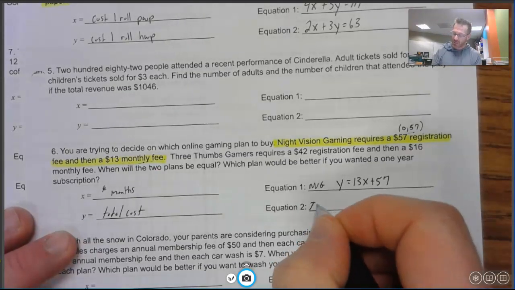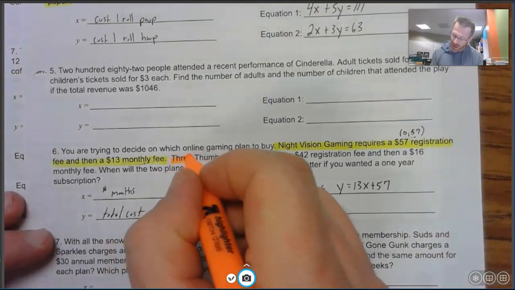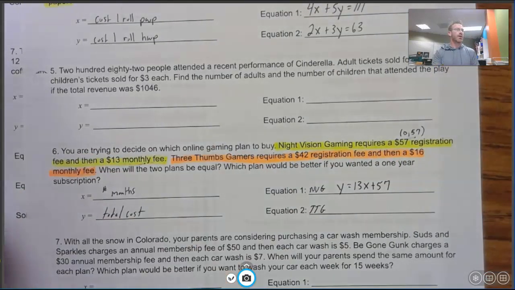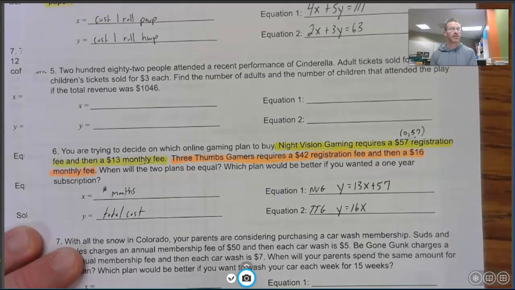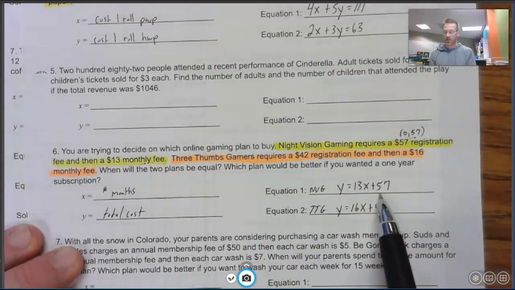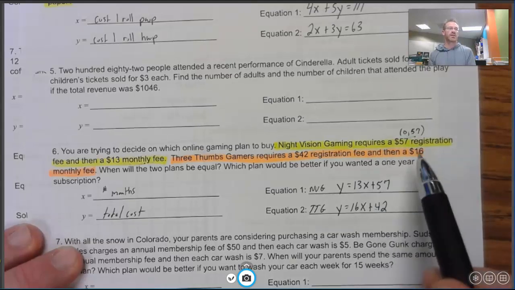Now, if we go to 3 Thumbs Gamers, and we look at what information we have there, 3 Thumbs Gamers requires a $42 registration fee and then a $16 monthly fee. Once again, monthly fee, that's going to be my rate of change. So Y equals $16 per month plus that initial fee, that registration fee, which is $42. So there's our equations. And notice I would graph these slightly differently than I would with my standard form. I can start at 57, go up 13 to the right one, up 13 to the right one. I can start at 42, go up 16 to the right one, up 16 to the right one.